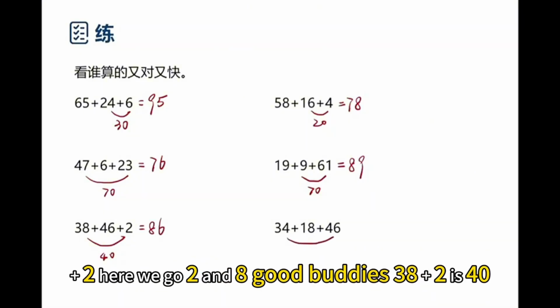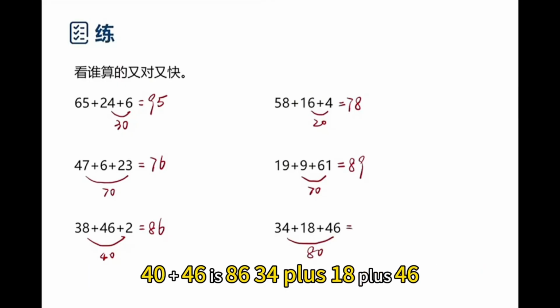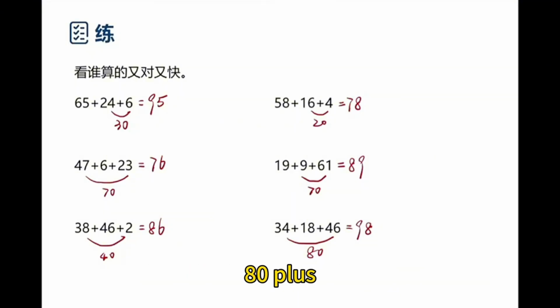38 plus 46 plus 2. Here we go. 2 and 8, good buddies. 38 plus 2 is 40. 40 plus 46 is 86. 34 plus 18 plus 46. 80 plus 18 is 98.